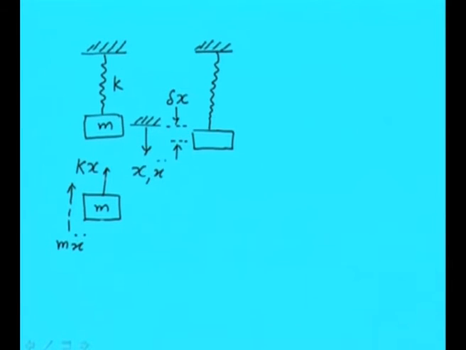So, these are the two active forces acting onto the mass, and the virtual work done from this can be calculated as Kx into delta x, and because it is doing work in the opposite direction of the motion, it will be negative. So, this force is getting displaced by delta x. So, this is the work done by the spring force plus the inertia force.